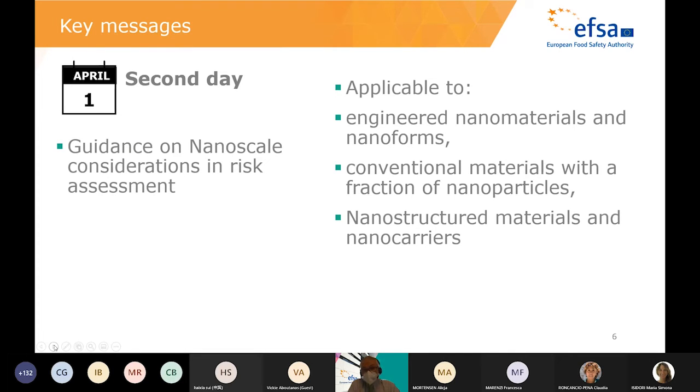Also nanoforms, that are defined in the food contact material regulation, but also in the area of pesticides, because pesticides are covered by the regulation and their definition for nanoforms. So those are legally defined, those are the legal definitions, not the threshold that we have in the guidance. But also, in case that applying the guidance on particle technical requirements you see that your material has a fraction of nanoparticles that requires risk assessment at the nanoscale, you should use this guidance as well. And as already mentioned, also for nanostructured materials or nanocarriers.